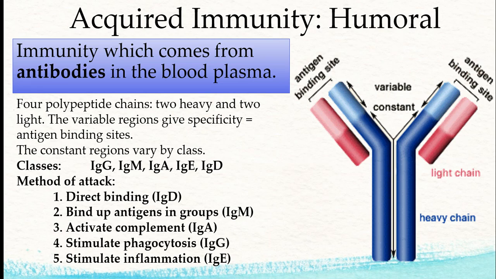The constant regions have different classes. IgG, IgM, IgA, IgE, and IgD. Ig stands for immunoglobulin. All right, and these immunoglobulins are in different classes based on how they do their work. How do they function? All right, so their method of attack, if you will. So the IgD has direct binding. It literally just, like a magnet, sticks onto it, and usually will destroy the cell.